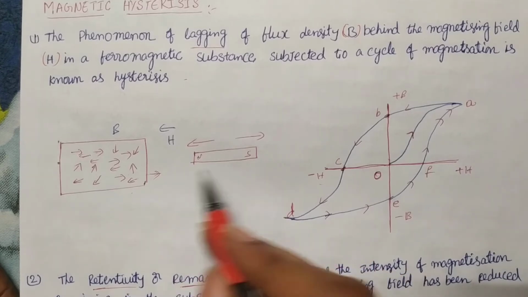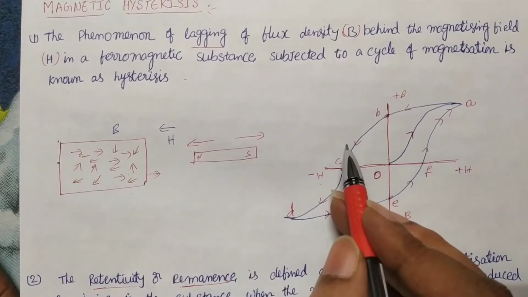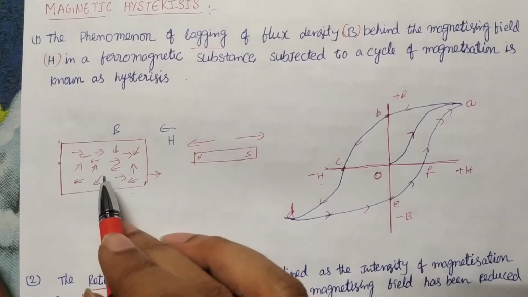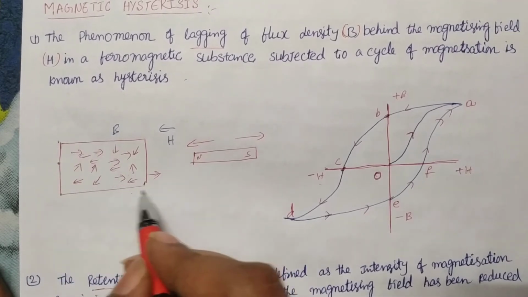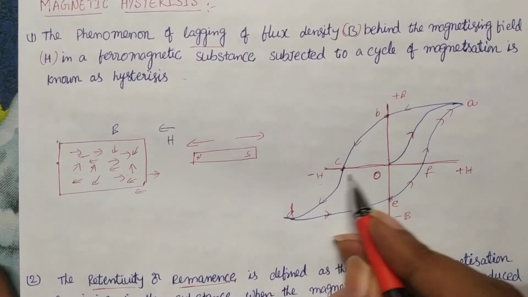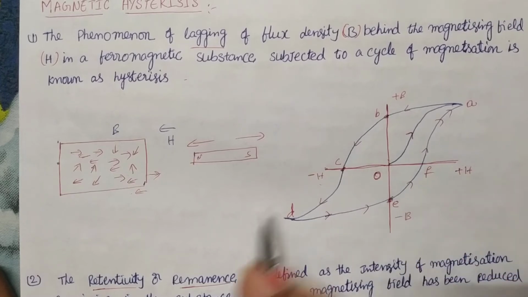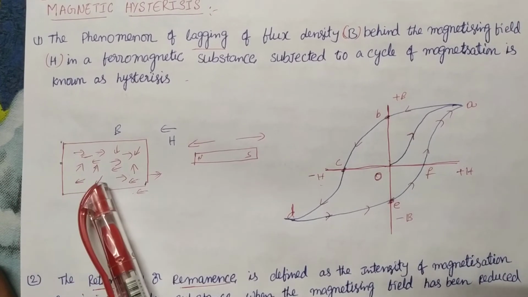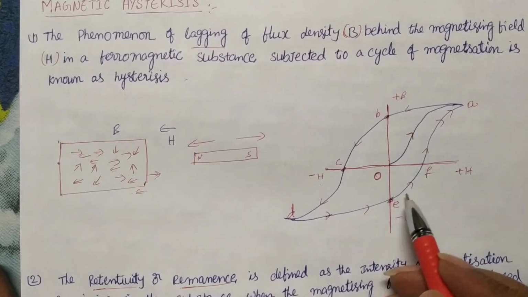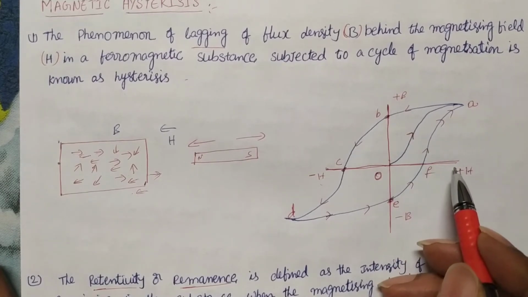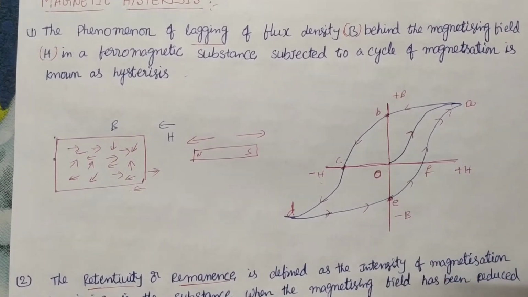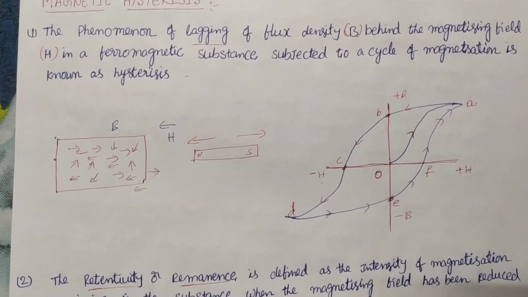Suppose you withdraw the magnet now, the south pole is going away, then what happened? Some of the dipoles are disturbed, but the remaining dipoles stay in the same direction as initially. That means even when negative H is 0, some field is there in the ferromagnetic substance. To make it 0, again you have to apply a positive H value, so you should increase the H value.